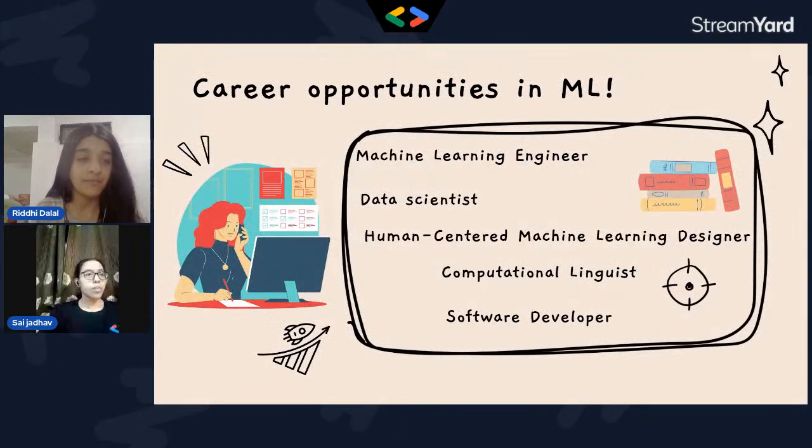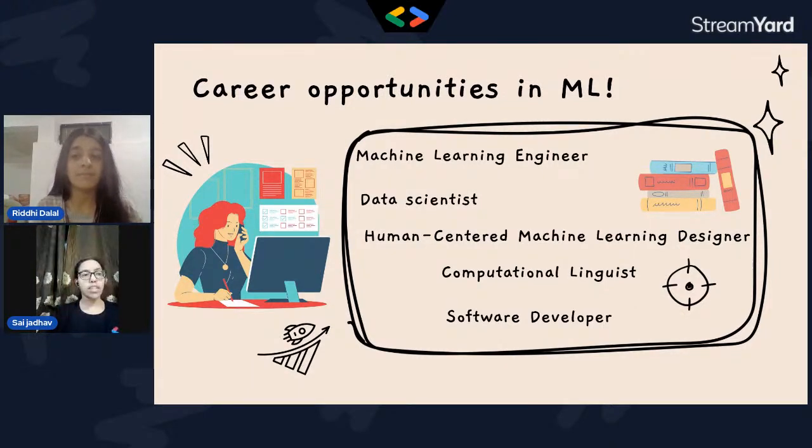Now we'll get to the part of career opportunities in ML. You must all have been cleared about the idea of ML and where it is used. Now let's see the best career opportunities in ML and what kind of jobs you can get through ML. You can be a machine learning engineer, data scientist, human-centered machine learning designer, computational linguist, software developer.